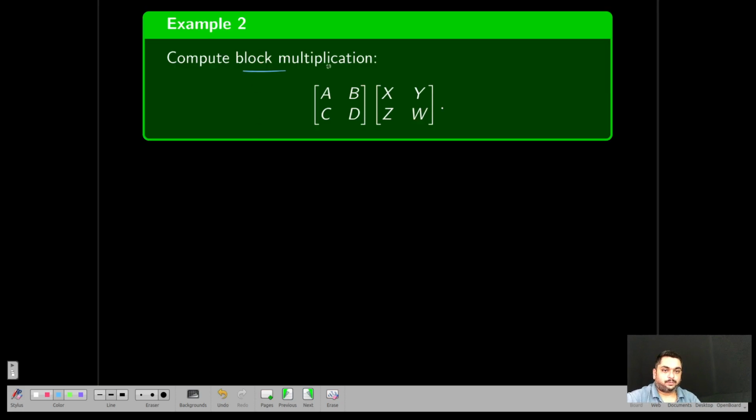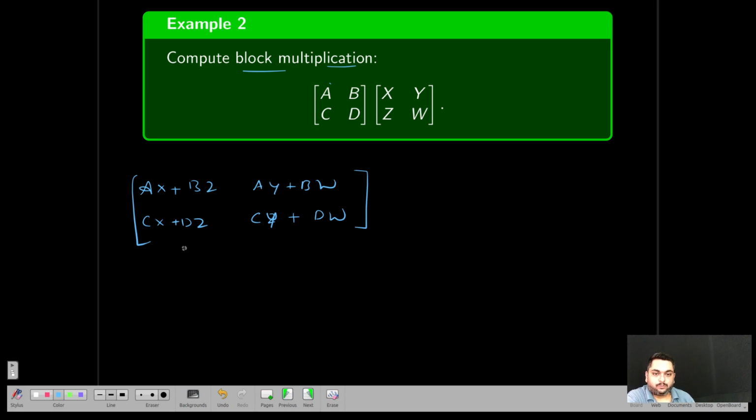How will you compute block multiplication? See, this A, B, C, D are not elements here. They are the big blocks. So just carry out multiplication as usual. This is AX plus BZ. Then you have AY plus BW. Then CX plus DZ. Then CY plus DW.